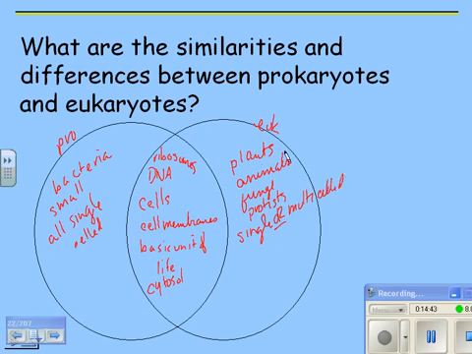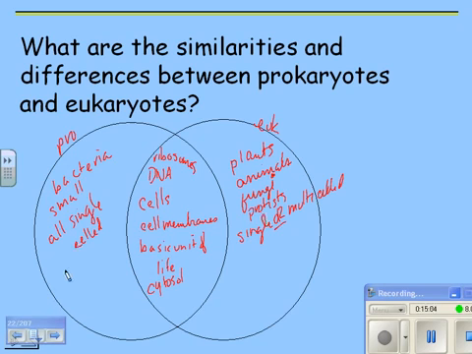So plants are multi-celled, animals are multi-celled. Fungi, except for yeast, are multi-celled, and protists are all single-celled except for some exceptions of organisms that are multi-celled but don't have specialized tissues. So this is just a weird, huge group. It's kind of hard to put them all in one little category.